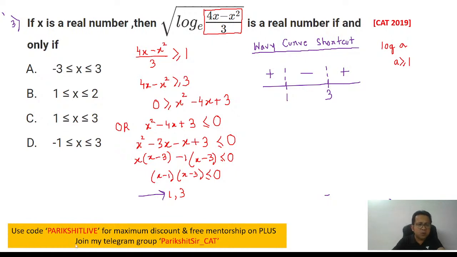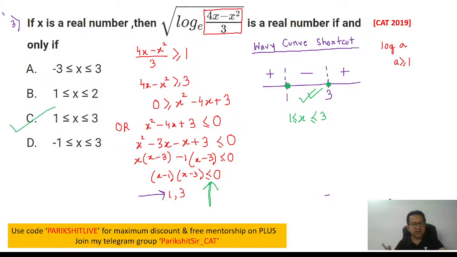What do we want? We want greater than 0 or less than 0? We want less than equal to 0, right? So our answer is this part. So what is this part? This is the part between 1 and 3, and both of them are included. Greater than equal to 1, less than equal to 3. Answer is option C.